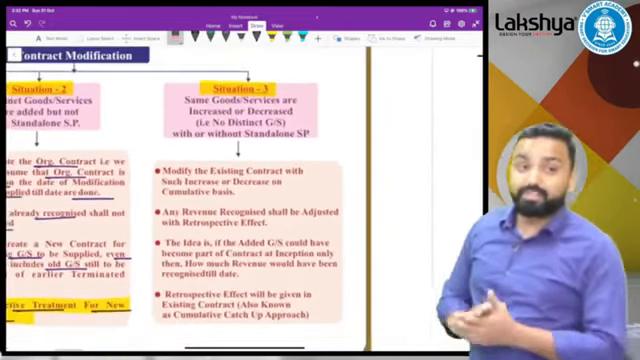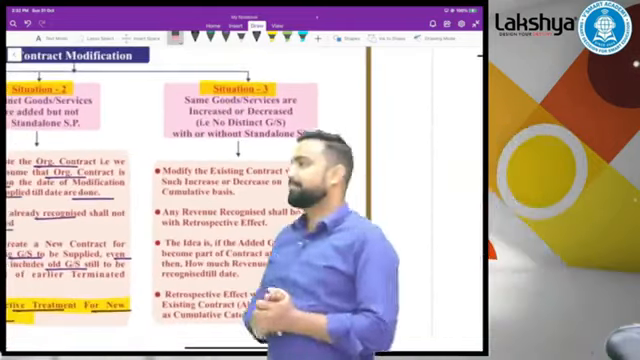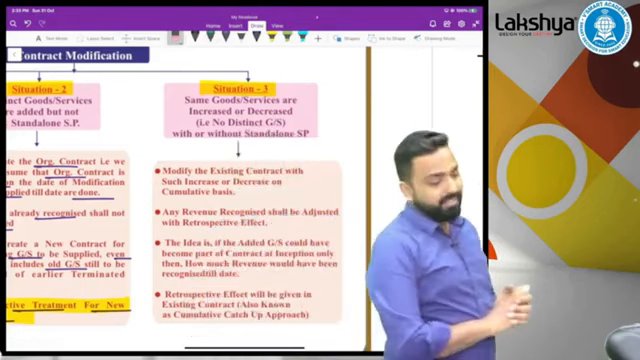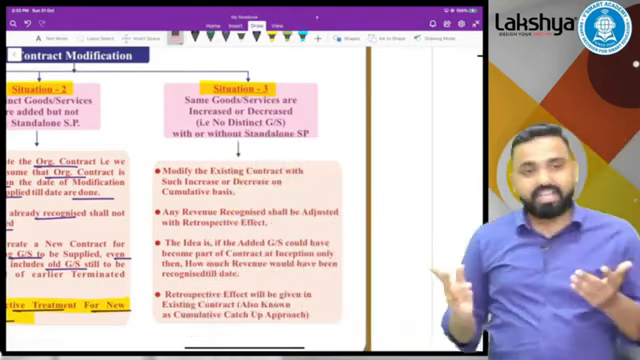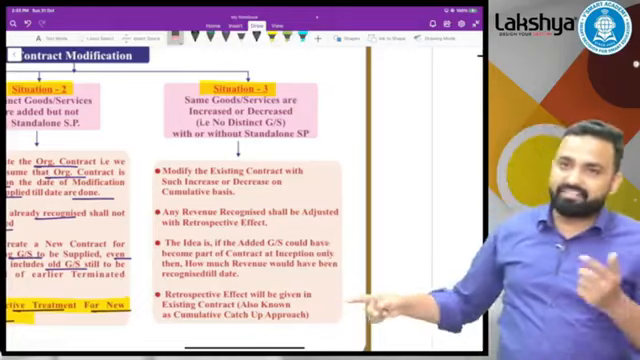What is situation number 3? What about situation number 3? So once again, you have to read the same and I will discuss them.